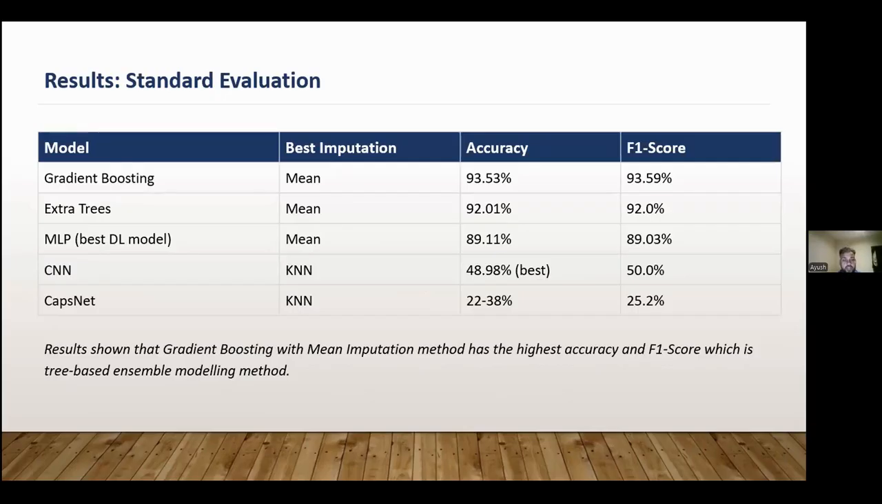Results, standard evaluation. In normal testing, gradient boosting was the best model, reaching over 93% accuracy with simple mean filling of missing data. Deep learning models like MLP did reasonably well, but others like CNN and CapsNet struggled and performed poorly on this type of data.